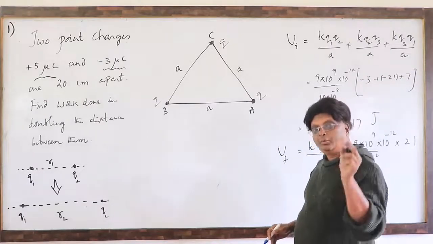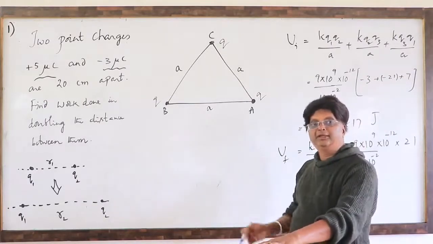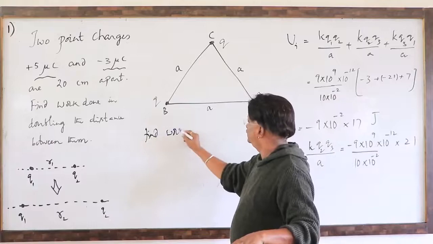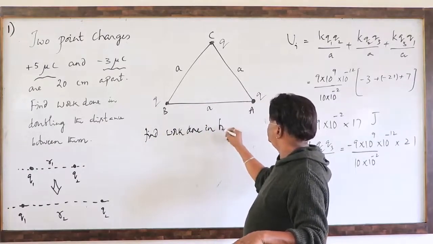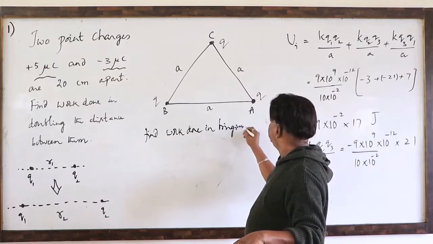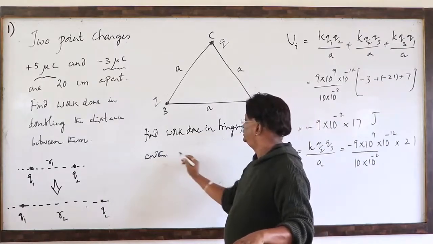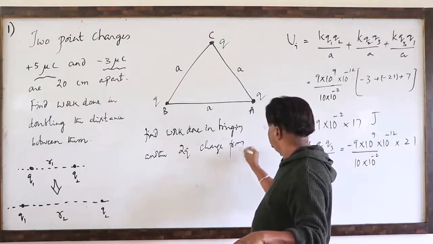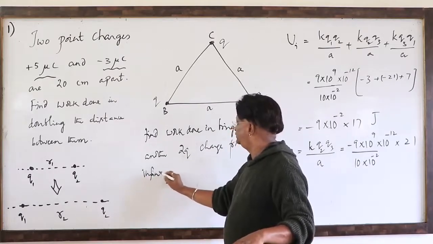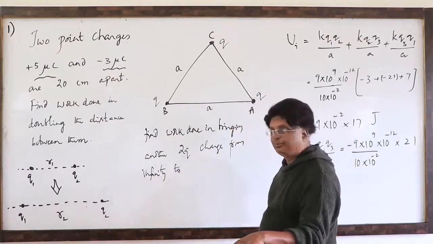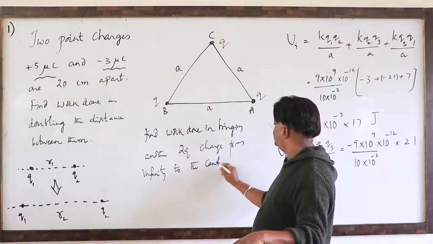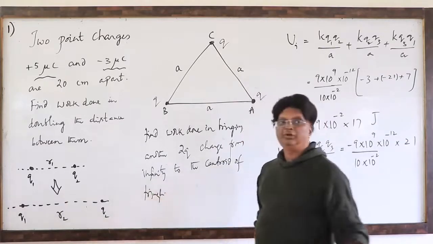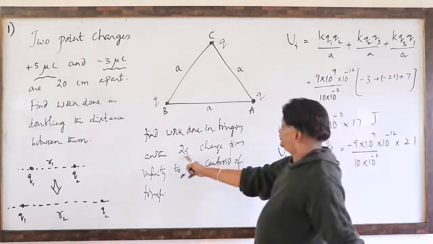Now the question is, what is the work done in bringing, find the work done in bringing another 2q charge from infinity to the centroid of the triangle. Find the work done in bringing a charge 2q.